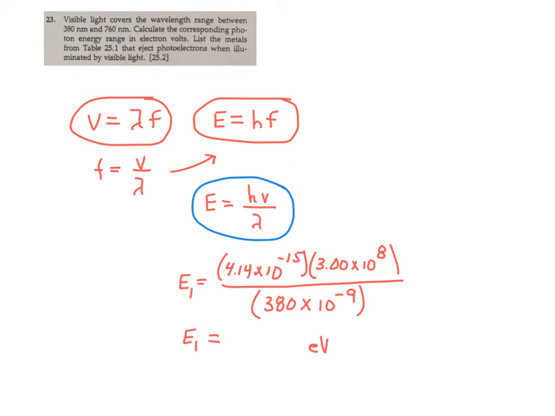And you just look in your table in the notes and see which metals are within that range. Any metals that are not in that range would not be candidates for the photoelectric effect, or for photoelectrons ejected from that surface. There'll be quite a few answers that'll be within that range.